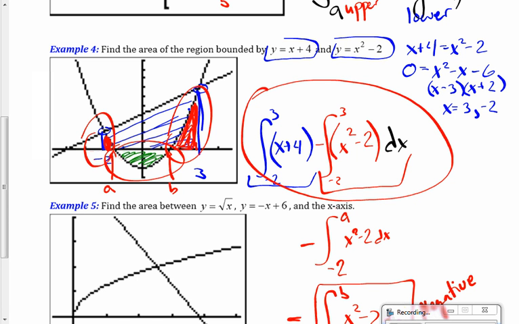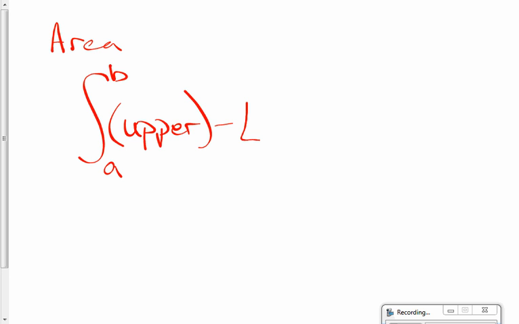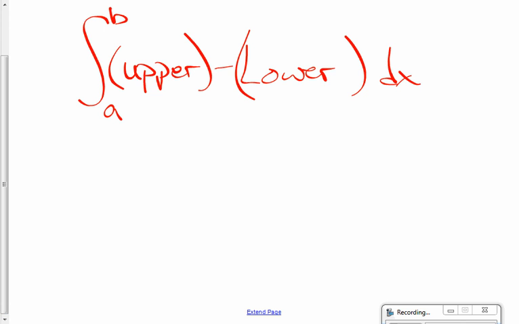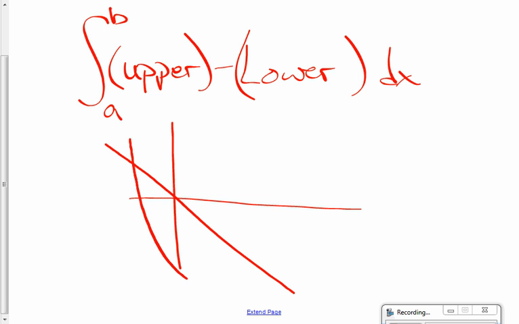That's a long way of saying this formula works. This is what you want to do. The bounded area is always going to be the integral from a to b of the upper function minus the lower function. I've got another picture that's going to help you in just a moment. The beauty of that formula is it works even if all of your function is below the x-axis. You just have to identify which function is upper and which function is lower. Okay?